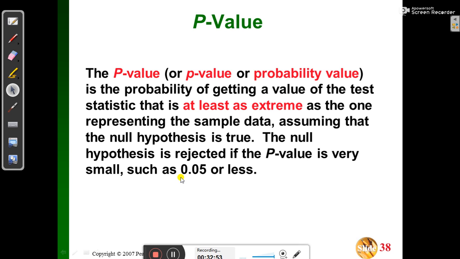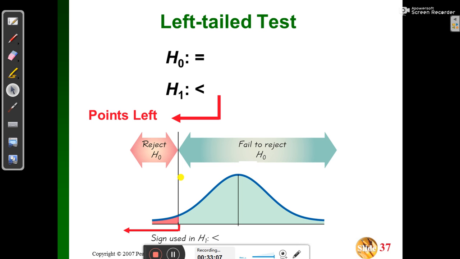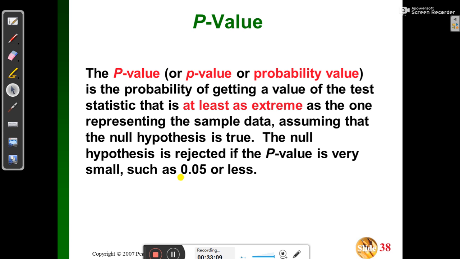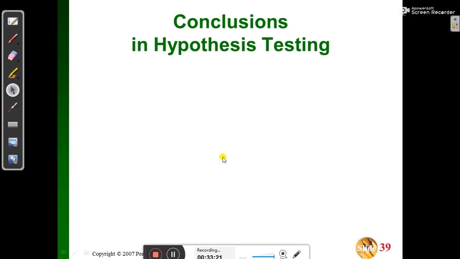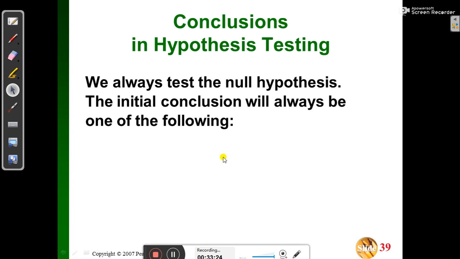So if the p-value is 0.05 or less, then we can reject the null hypothesis and we can accept the alternate hypothesis, that is, it is showing in case of left tail or two tail or right tail. If the p-value, or probability value, is close to 0.05 or less, then we can reject the null hypothesis. So the conclusion in hypothesis testing is that we always test the null hypothesis first.